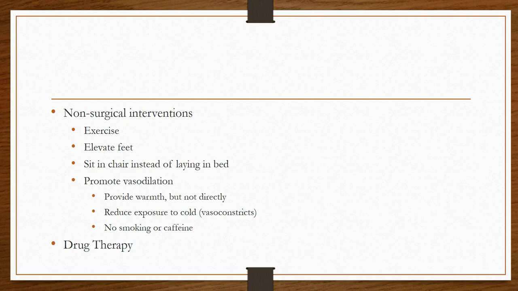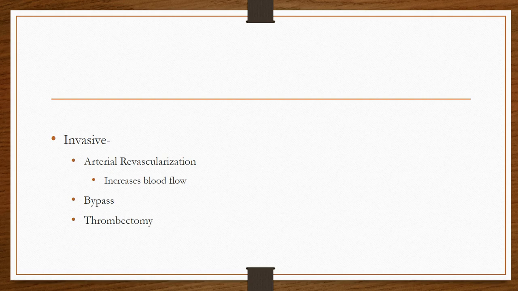So reduce exposure to cold because it actually vasoconstricts, and stop smoking and don't drink caffeine because they also vasoconstrict, and then there's also drug therapy. Invasive procedures are going to be arterial revascularization, which means that they're going to go in and rotor all those out, and that way you can get a better blood flow. They can do a bypass or they can do a thrombectomy. So if there is something actually occluding it, they can again go in and actually try to remove it.